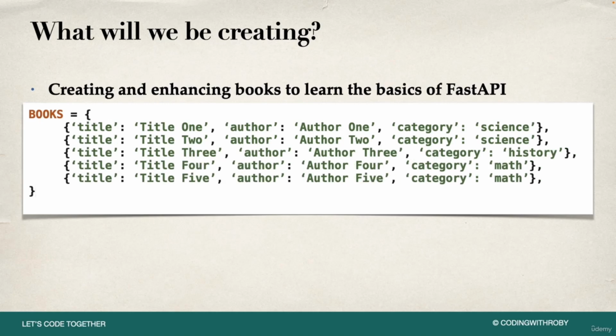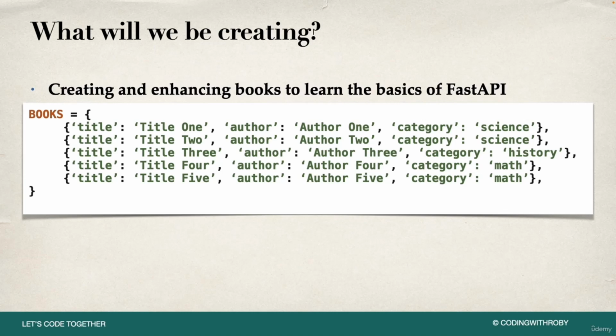So essentially, we're going to have a list of books. And these books are going to have a key value pair attached. So a title is going to have a value, an author is going to have a value, and a category is going to have a value. We're going to name the titles from Title 1 to Title 5, our authors from Author 1 to Author 5, and then our categories are going to have a few different ones like science, history, and math.